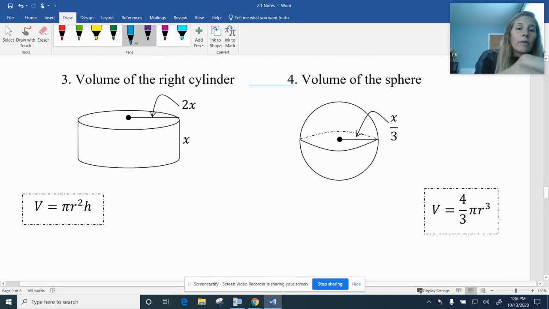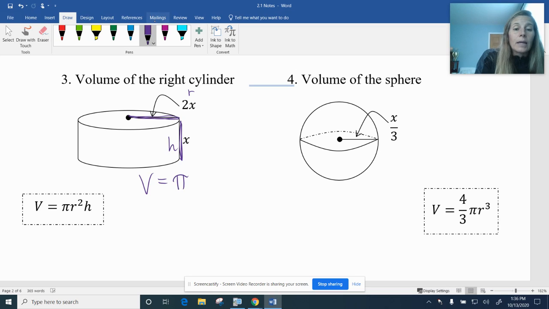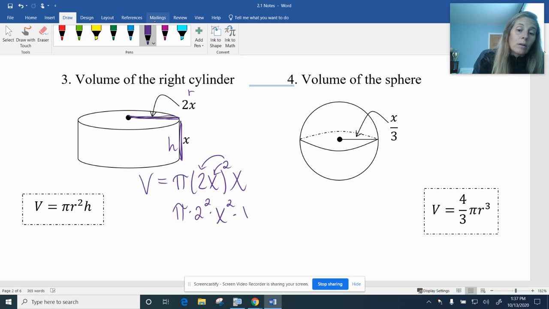All right, so now we're going to do volume of the right cylinder. The 2x that they're giving us here is going to be the radius, and then this x here is going to be your height. So the volume equals pi times 2x for my radius squared times another x. So first thing I want to do is get rid of my parentheses by using that property that we did earlier in the notes. So this is going to be 2 squared times x squared.